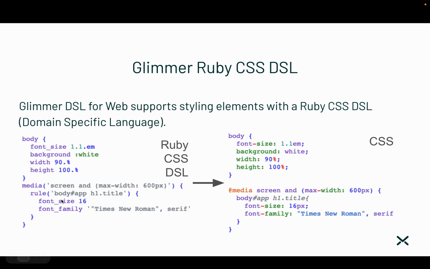This is the CSS DSL. It has Ruby niceties where you can say 1.1.em or use symbols for strings, or you can do 90%, and it automatically converts to the CSS equivalent, like 1.1em, white, 90%, etc. Or you can pass it as a string, and it'll preserve it.